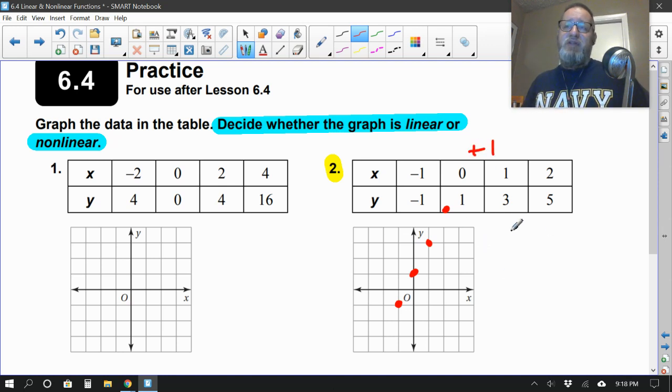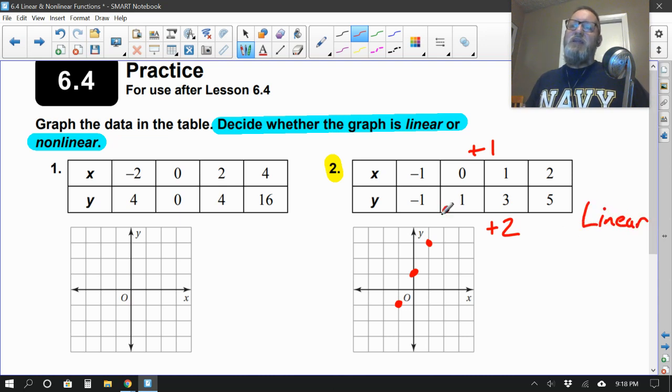Do I have a consistent rate of change down here in the y's? -1 to 1, well, that's an increase of 2. 1 plus 2 is 3, and 3 plus 2 is 5. So yeah, my y's are increasing by 2. So this is definitely linear.